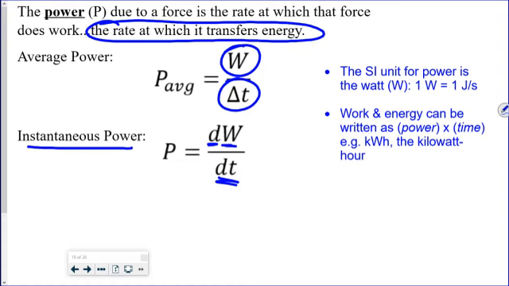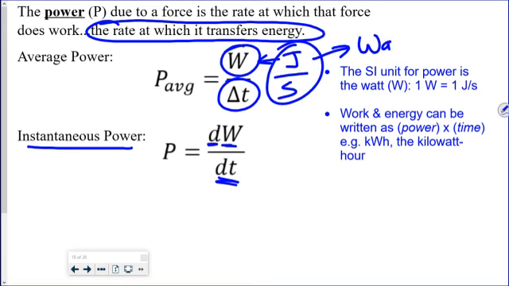Units. Because we're going to measure power in units of work per unit time, and work is measured in joules and time is measured in seconds, power is measured in joules per second, which we just call watts. All right, so 1 watt is the same as 1 joule per second.